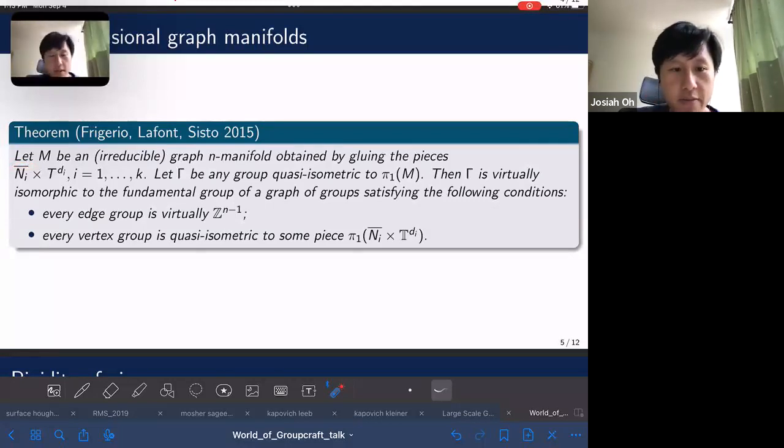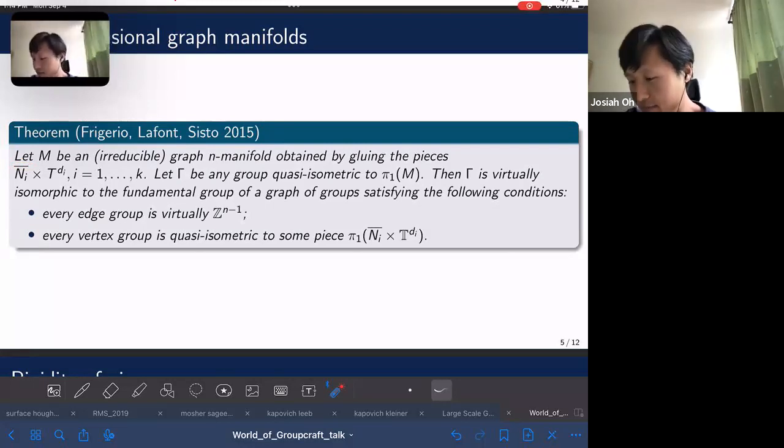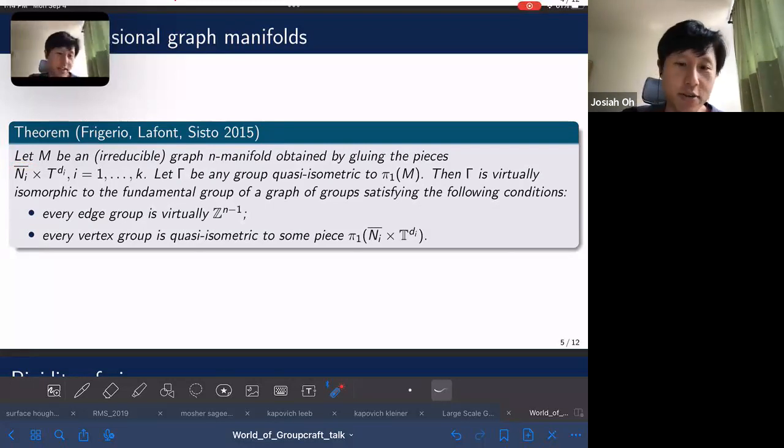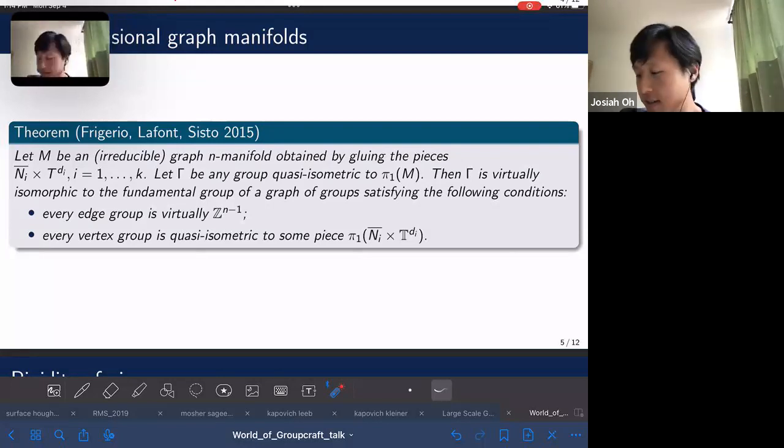So let M be this graph manifold, and then let gamma be any group quasi-isometric to the fundamental group. Here, the fundamental group of M, pi_1 of M, is a finitely generated group. It has some structure, and here we're letting gamma be any arbitrary group, and we're only assuming information about its large scale geometry, namely that it has the same large scale geometry as the fundamental group of M. And the conclusion of the theorem is that this information alone lets us determine the algebraic structure of the group.